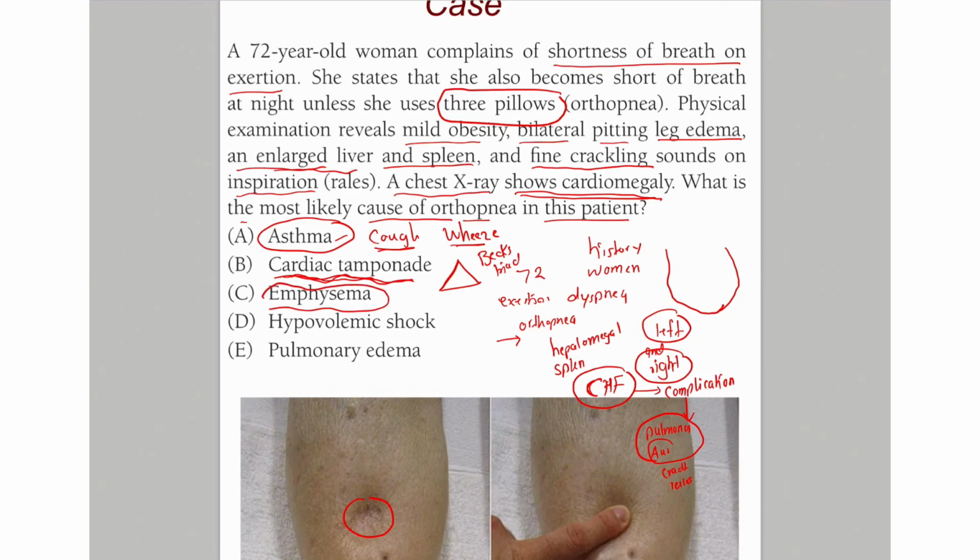الانفيزيما شلون تجي؟ أول شي تجي chronic case، يعني صار لها فترة طويلة، history of smoking for long period of time، تجي cough chronic cough and wheeze، وما يجي بيها orthopnea. الhypovolemic shock يجينا tachycardia and hypotension، history of bleeding، history of trauma مثلا patient صار عنده internal bleeding etc. الخيار الملائم لهذا الكيس هو pulmonary edema as a complication of congestive heart failure. And thank you for your listening.